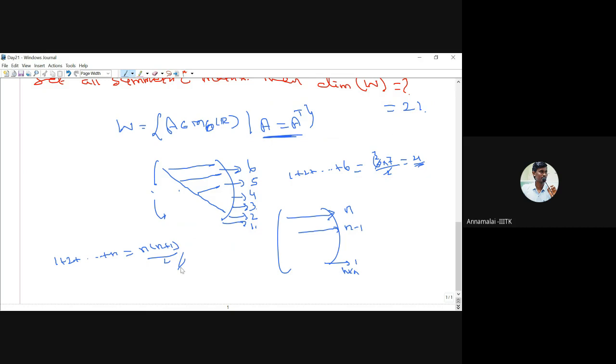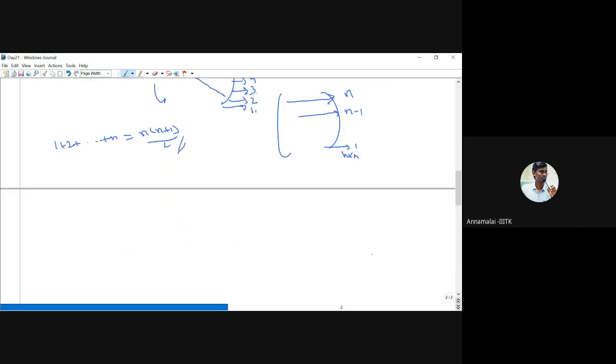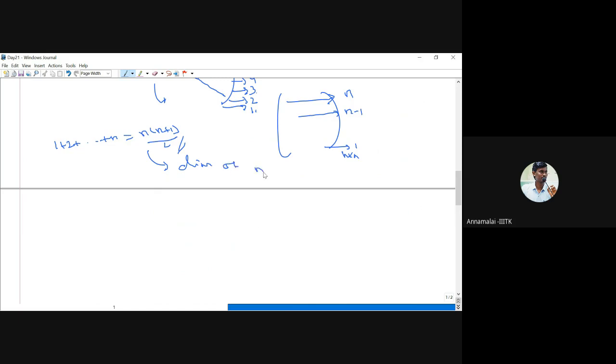Suppose if we take the set of all skew symmetric matrices, then what is the dimension? Either you can use the rank nullity theorem, or again you have to find the dimension. So this is the dimension of n by n symmetric matrices. This is a formula, so you can easily find it.